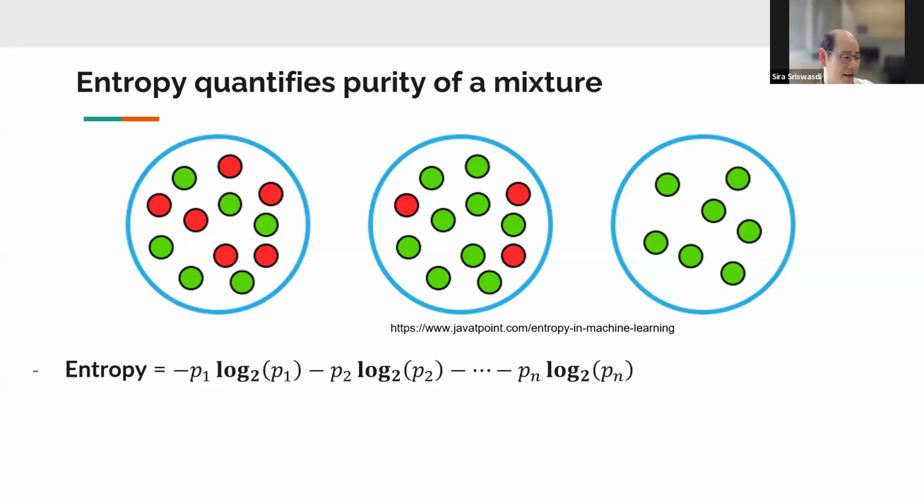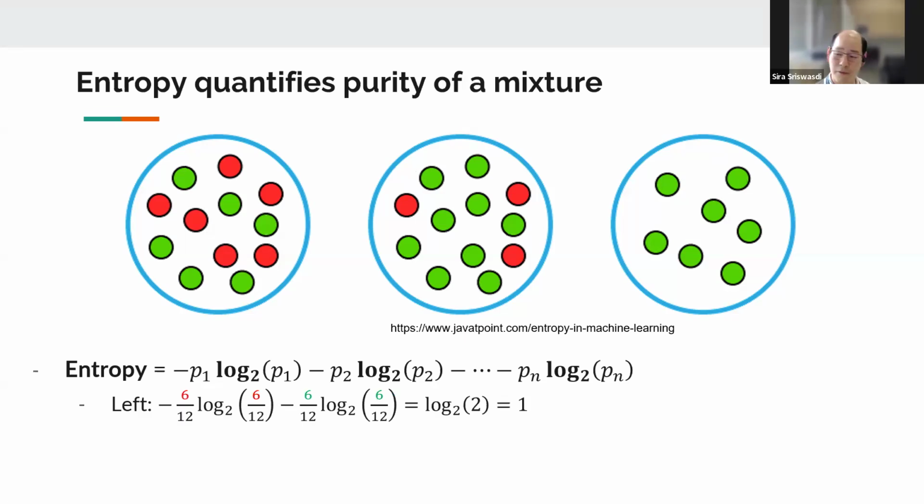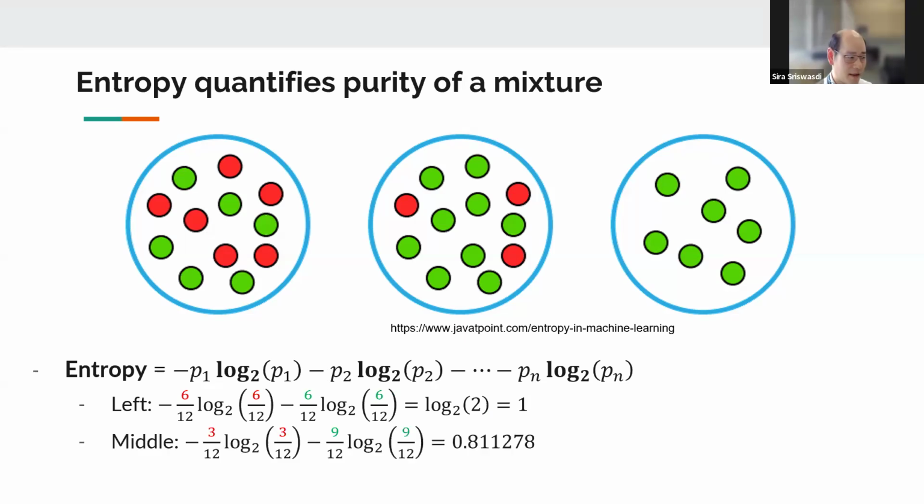Let's take this example, which is easier to think about. So let's say we have a different mixture of 2 bacteria, like one green and one red. So a measurement called entropy. This is a formula. We don't have to worry about this now, but the idea is with this formula, if we calculate the entropy for the 3 conditions here, the leftmost mixture have 6 green and 6 red. So this is the entropy for when you have equal mixture of green and red.